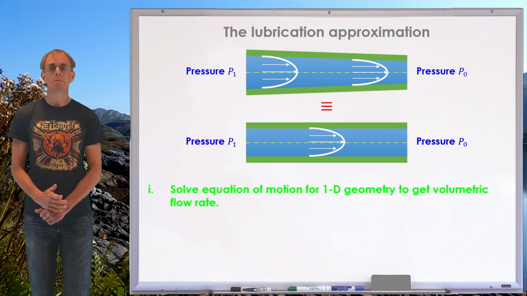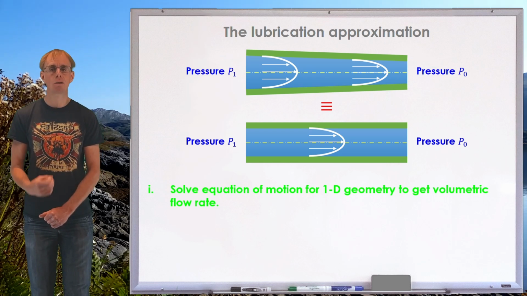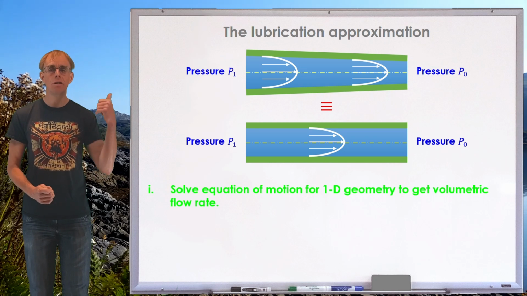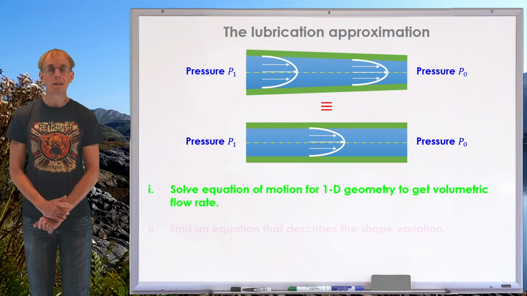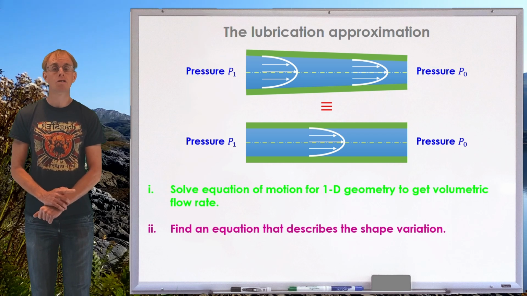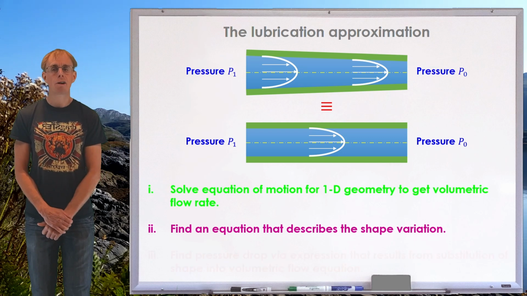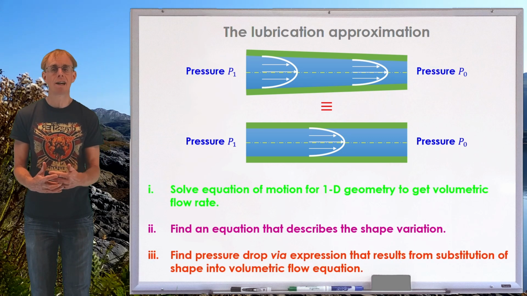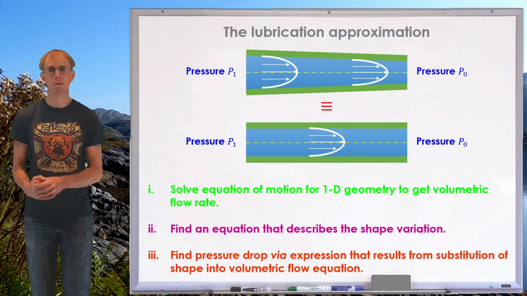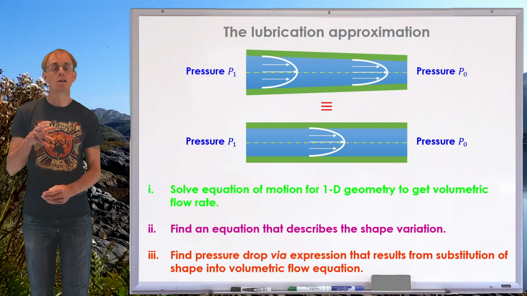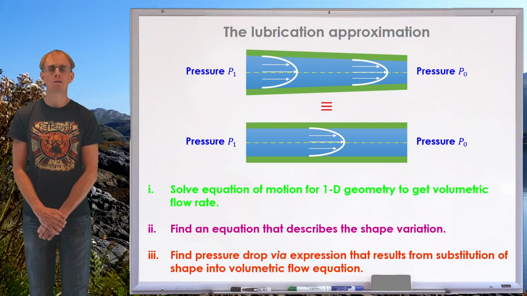So what we're going to do is, first of all, solve our equation of motion for a one-dimensional geometry to get a volumetric flow rate. We're going to assume that these two geometries in the first step are effectively analogous. In the second step, we're going to find an equation that describes the shape variation of our tapering geometry. And in our third and final step, we're going to tie these two factors together to develop an expression that allows us to calculate pressure drop as a function of length in that taper geometry, assuming that the dominant flow can be more or less described as unidirectional.